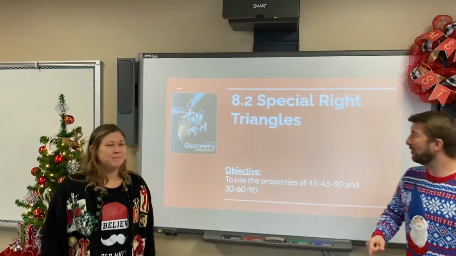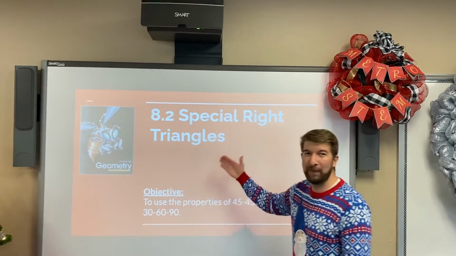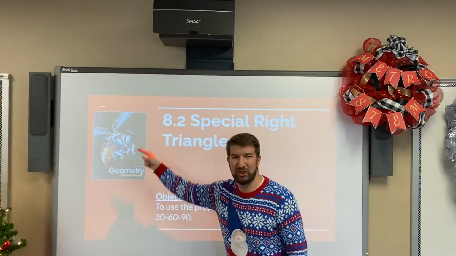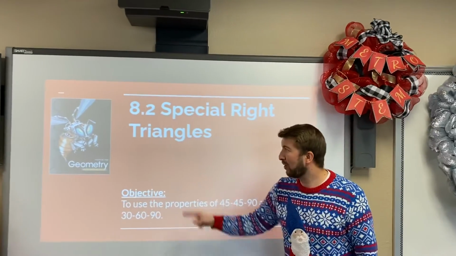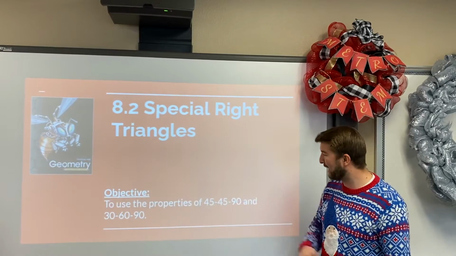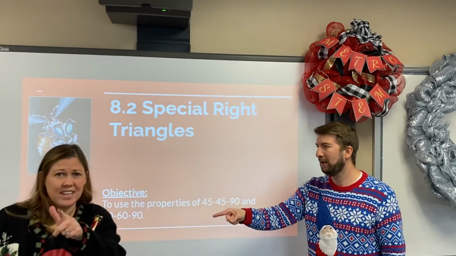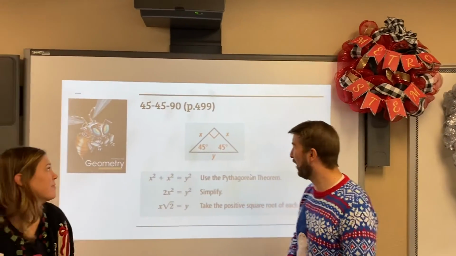As we said, we are going to review special right triangles. You'll notice we got a different background. It's orange, and we have a different book, Geometry. This is from Geometry, Special Right Triangles, and our goal is to use the properties of a 45-45-90 and a 30-60-90 triangle. So, let's learn about 45-45-90 triangles.